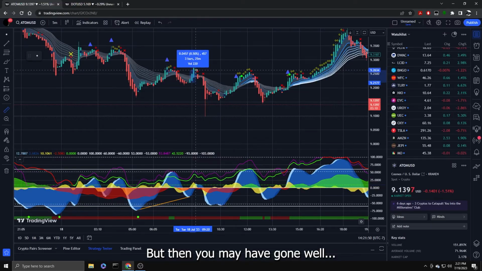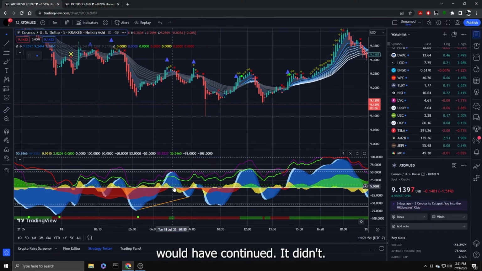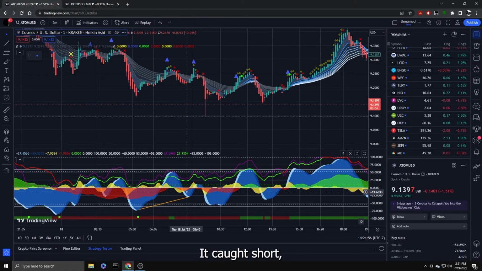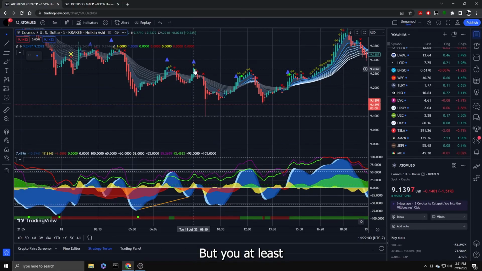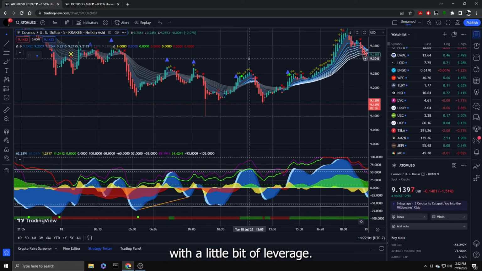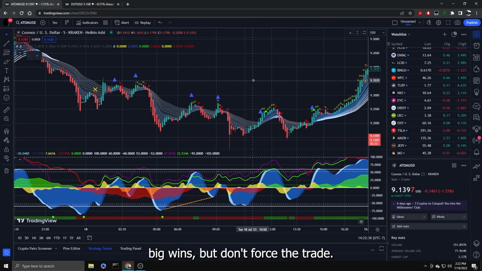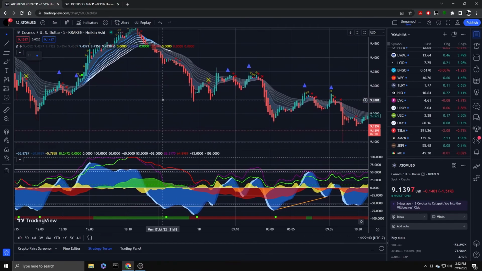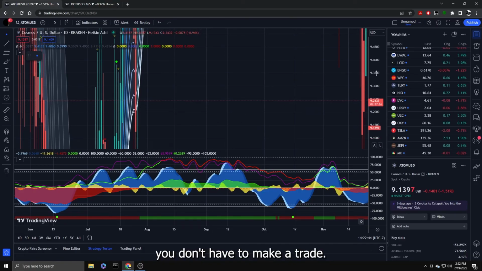But then you may have gone, well, I thought the cash flow would have continued. It didn't. It caught short, didn't quite do what we were hoping for. But at least you took a small profit in a scalp trade with a little bit of leverage. So the idea is small wins and big wins. But don't force the trade. If you don't see something that you're confident in, you don't have to make a trade.